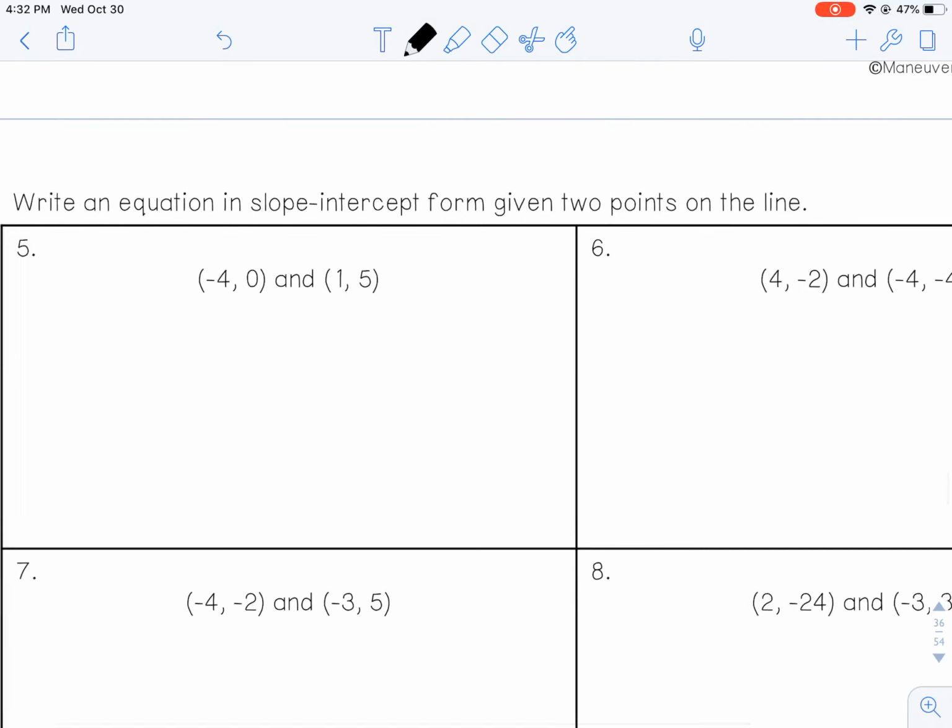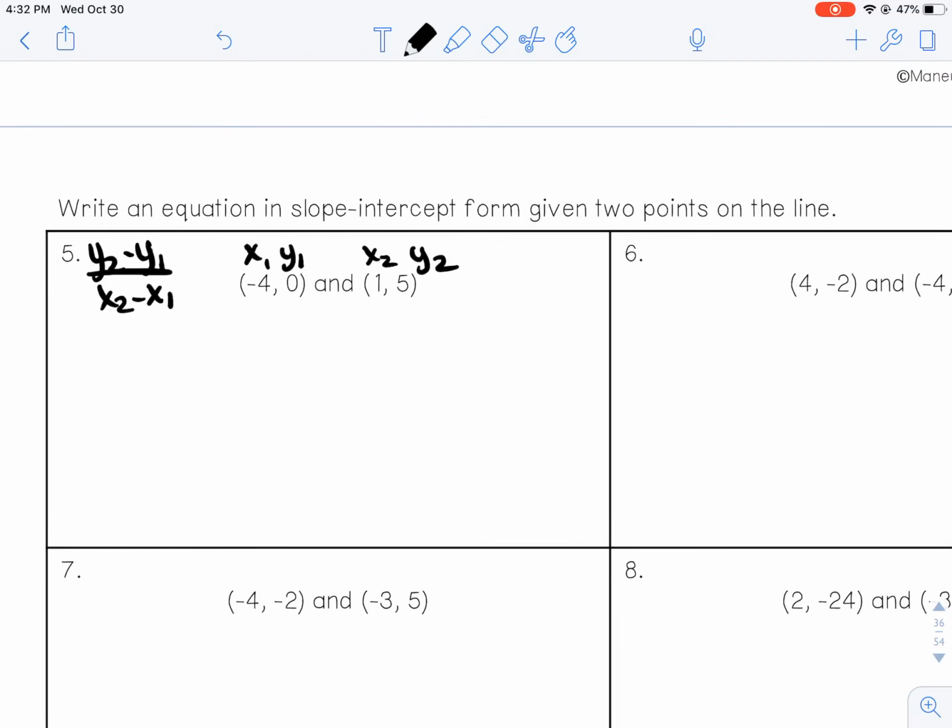And you know me, I'm a labeler. So x1, y1, x2, y2. And we know our formula is y2 minus y1 over x2 minus x1. So I'm going to go ahead and do that formula. y2 is 5 minus y1. x2 is 1 minus a negative 4. Be careful because x1 is a negative, so you've got to include that negative sign even though there's a minus sign already there.